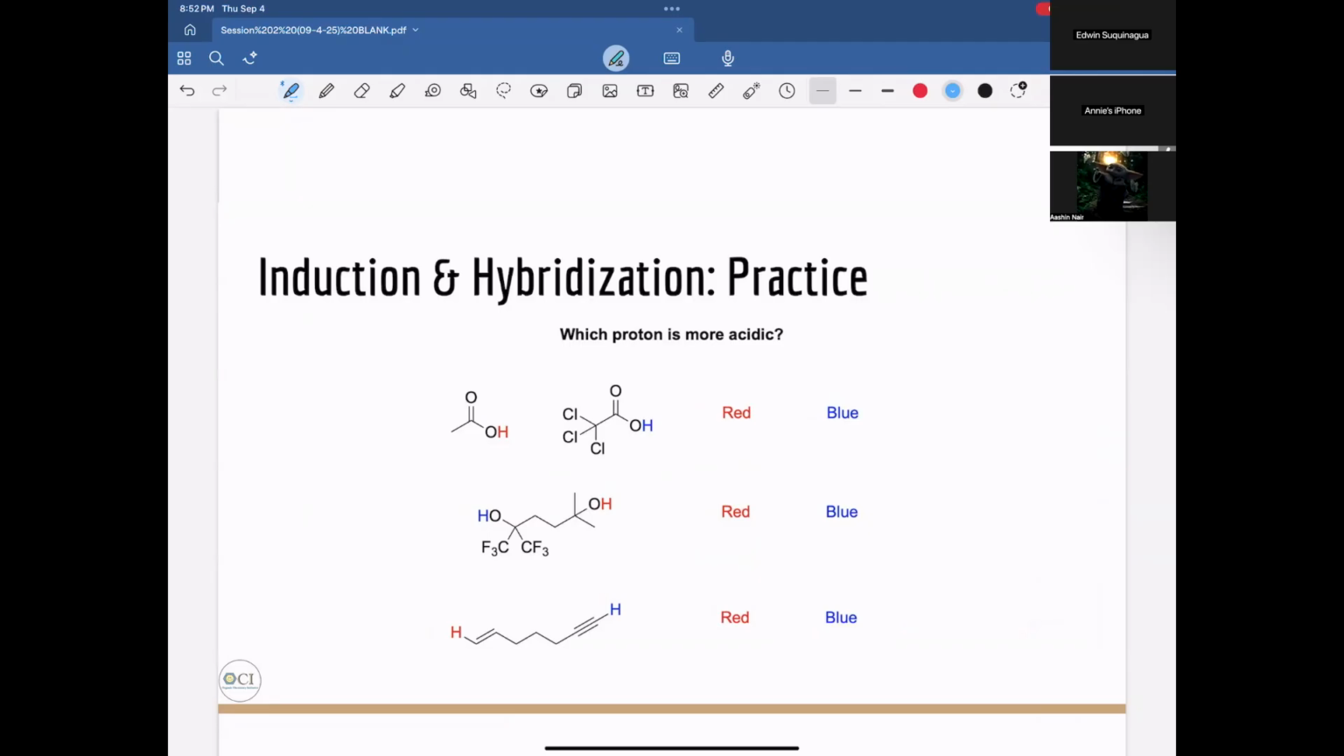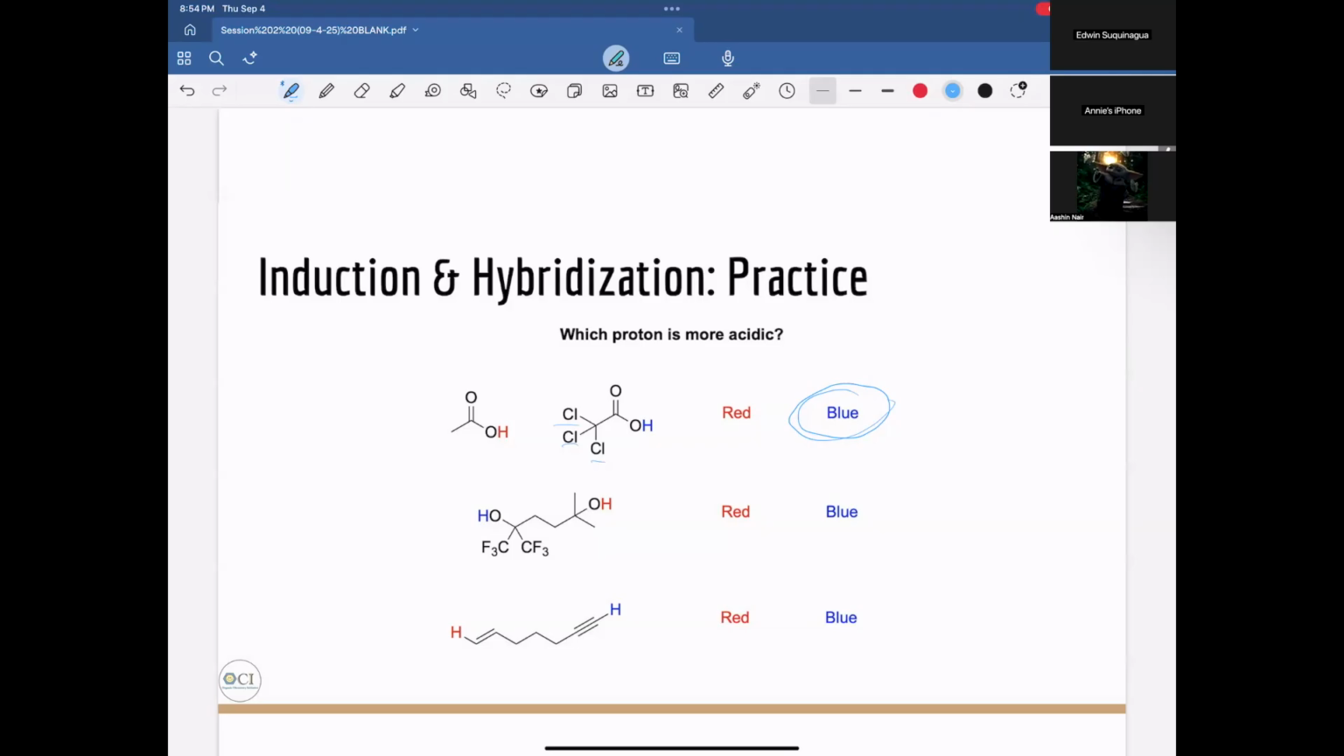Yep, so let's try with this how our induction or hybridization affects it. For the first one, which side? Yes, it is. And what's our reason for that one? Yep. So here we have these three chlorine groups, which are all very electronegative, all kind of pulling some electron density towards themselves and stabilizing our charge in our molecule. Whereas on the other side, we still have the same resonance abilities, we still are on the same atom, but we don't have that induction. So that makes the blue side more acidic.